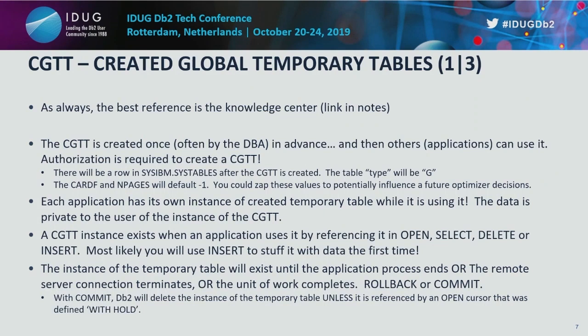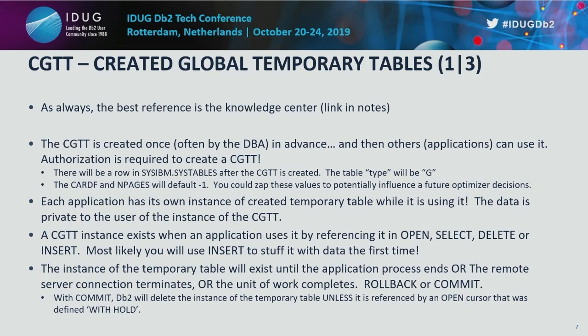So here, let me get a few more details about the created global temporary tables. As always, the best reference, as I said, is in the Knowledge Center. And I put a link in the notes, but you should be able to find it. The CGT is created once, often by the DBA, in advance, and then others, usually applications, can use it. So you need some authorization to create a CGT, and you will see a row in SYSTABLES after the CGTT is created. The table type will be G.